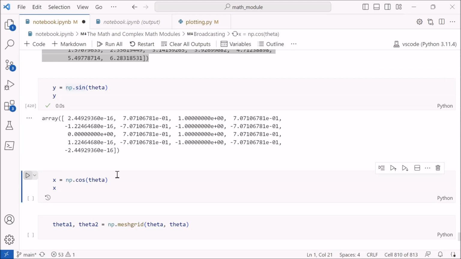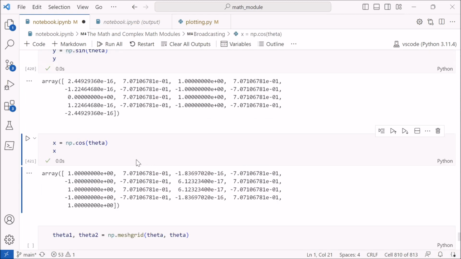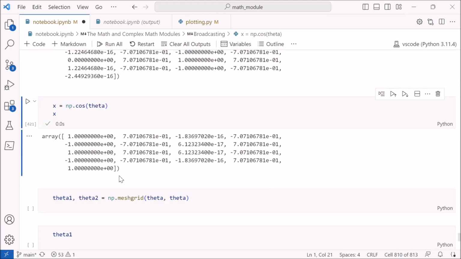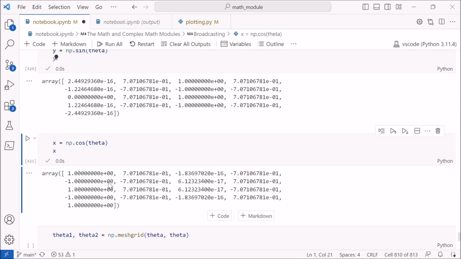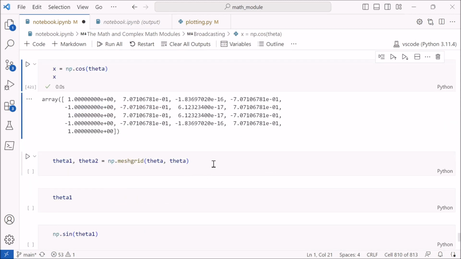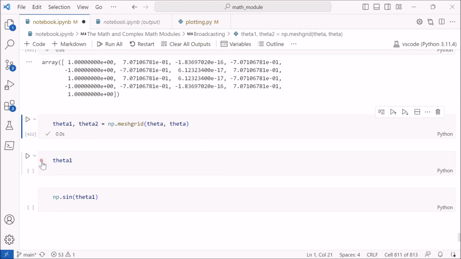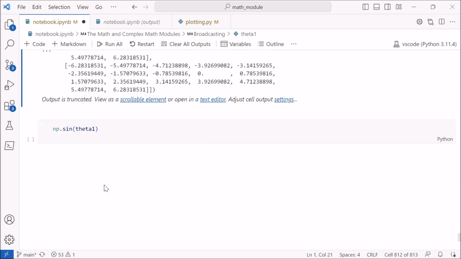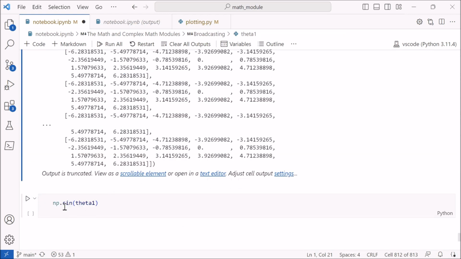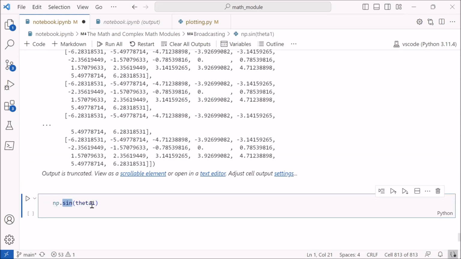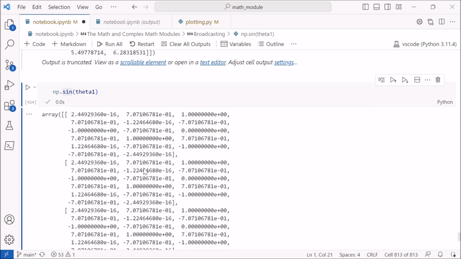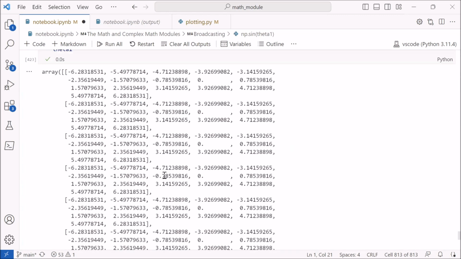And we can also have a look at the cos, which broadcasts the math cos function to a NumPy array. And we can also have a look at creating a 2D array. So we're going to have a θ1 and θ2 axis. And we can also broadcast this using the same math function. So using this similar syntax, this is broadcast to a two-dimensional array.